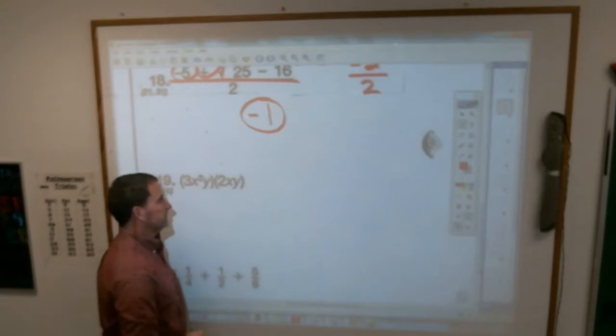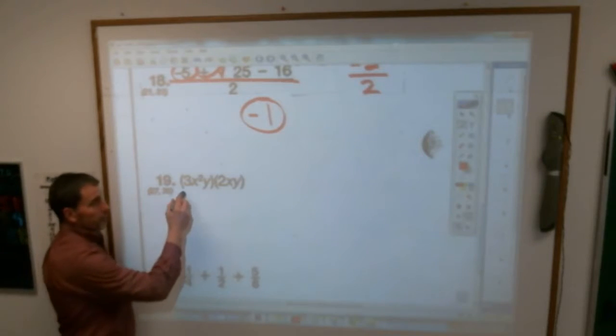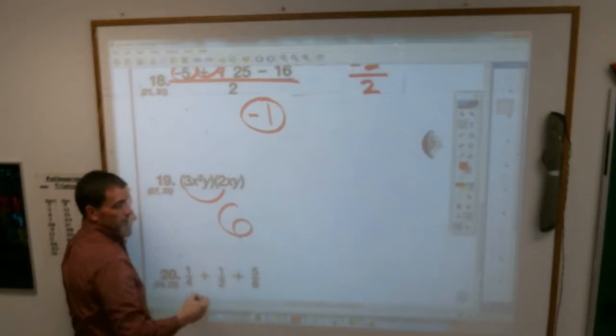We might as well do 19 while we're here. I don't know how many people missed that. This is just simple multiplication. You don't have to worry about negative exponents like we've been doing. This should be really easy. You multiply the numbers together. 3 times 2 is 6.